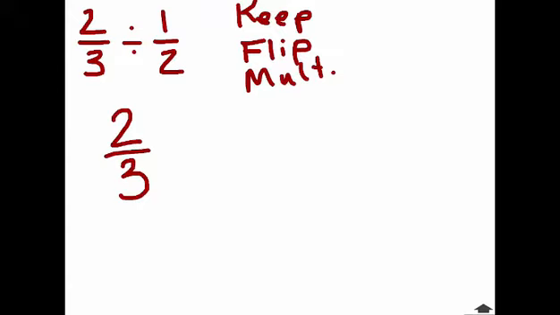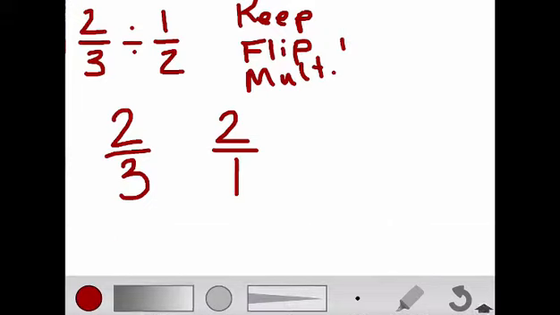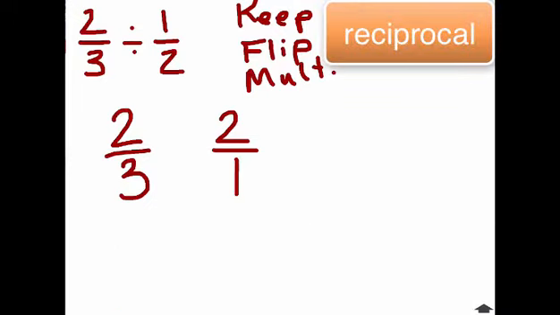So we're going to keep the first fraction. We're going to take that half and we are going to flip it over. When we flip that 1/2 over and turn it into 2/1, we're actually finding the reciprocal of the number. Anytime we are turning a fraction over without changing the numbers, it's just called the reciprocal. Now, so we're keeping the first, flipping the second, and multiplying.